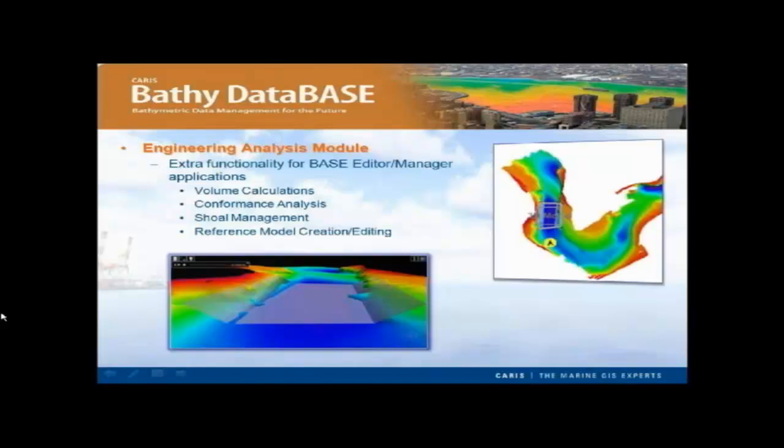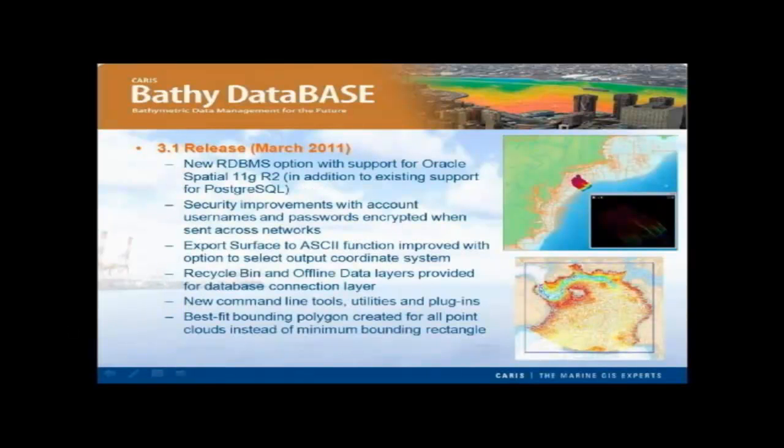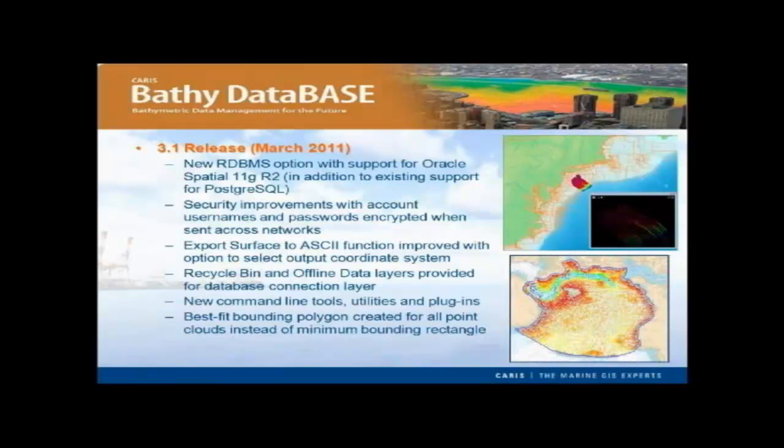The first of these was the release of 3.1 back in March. One of the biggest highlights in the 3.1 release was the new Relational Database Management System storage option for Oracle Spatial 11g R2. This is in addition to the existing support for PostgreSQL, which came out with 3.0 earlier last year. We also made some other improvements, including improved security with account usernames and passwords being encrypted when sent across networks. We also introduced a best fit bounding polygon for all point clouds, which was a huge improvement over the minimum bounding rectangle that was previously used.